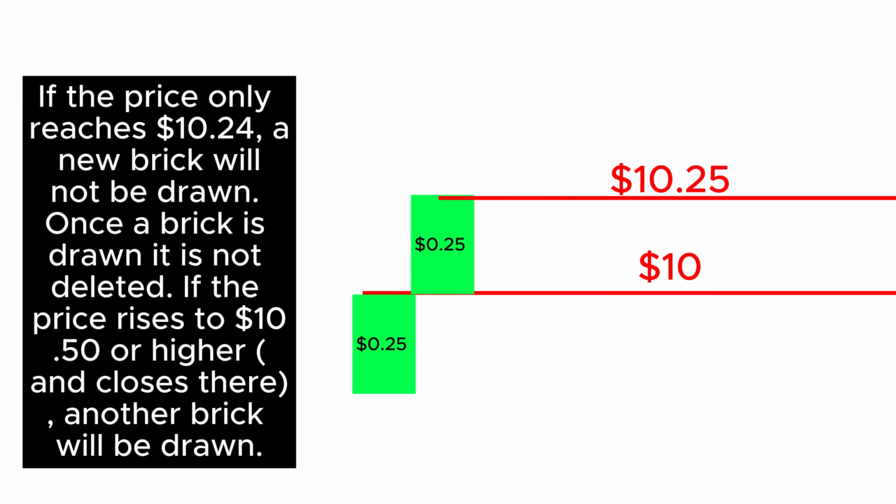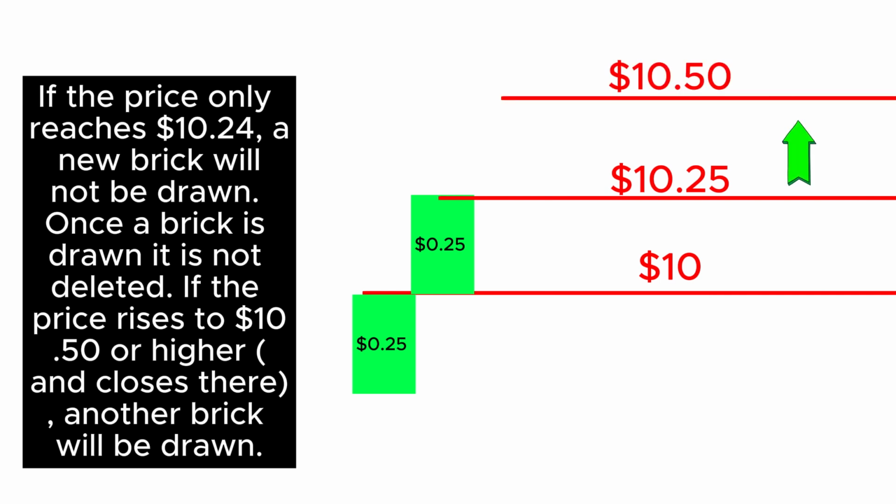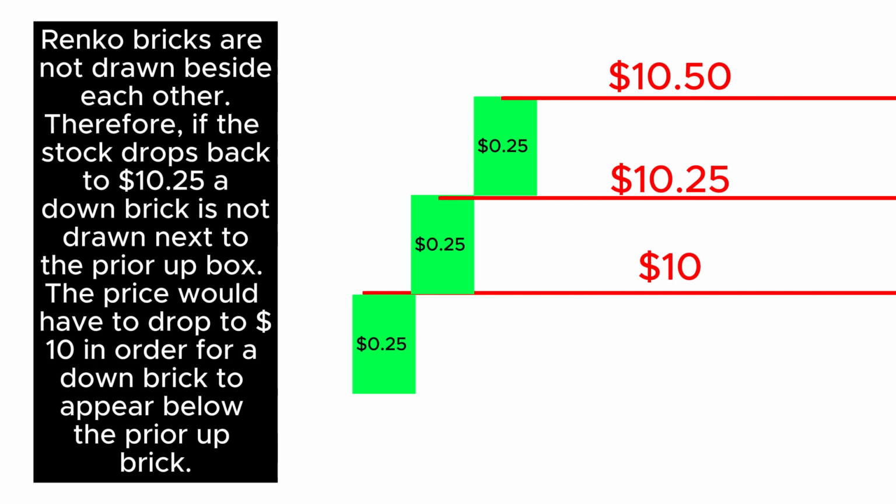Once a brick is drawn, it is not deleted. If the price rises to $10.50 or higher and closes there, another brick will be drawn. Renko bricks are not drawn beside each other. Therefore, if the stock drops back to $10.25, a down brick is not drawn next to the prior up brick. The price would have to drop to $10 in order for a down brick to appear below the prior up brick.